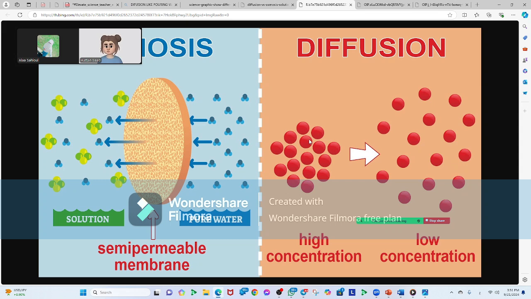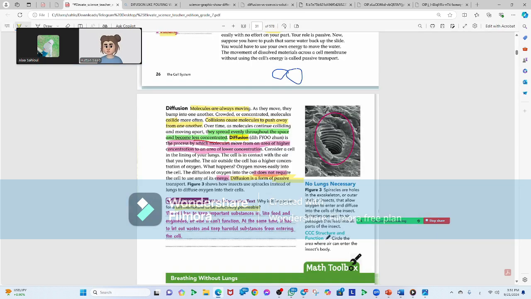So again, they move evenly through the space and become less concentrated. Okay, so let's read the definition. Diffusion is the process by which molecules move from an area of higher concentration to an area of lower concentration. Here, the cell does not require energy, so diffusion is a form of passive transport.